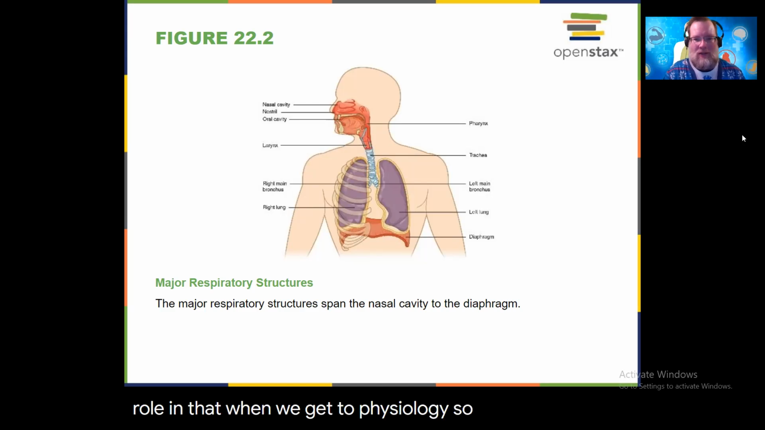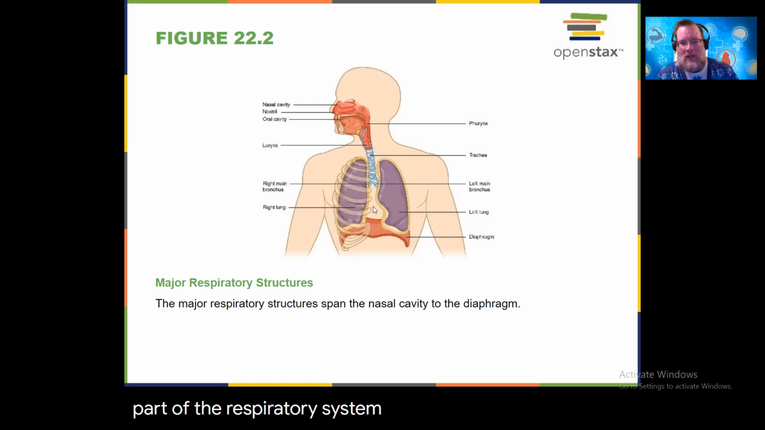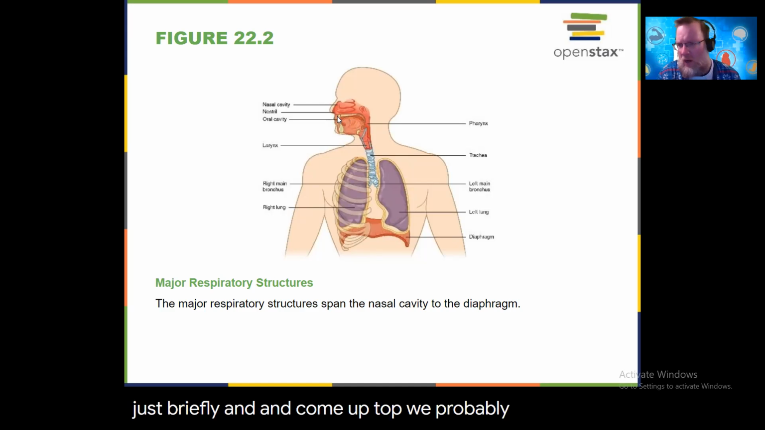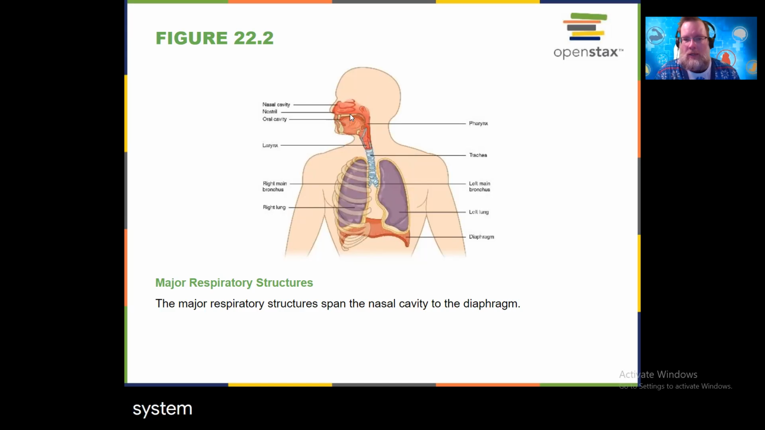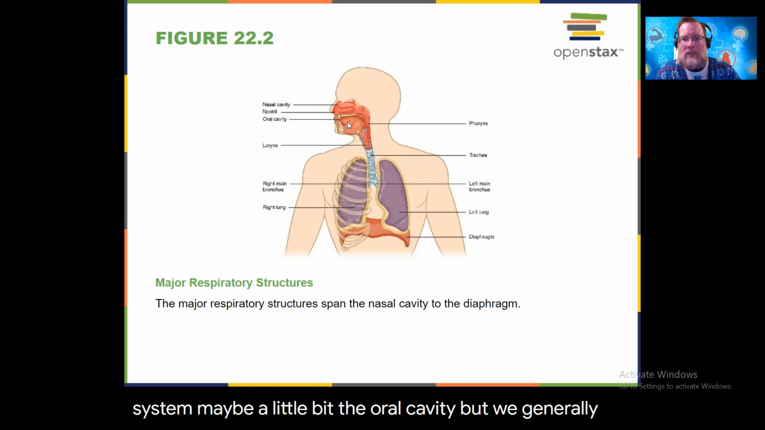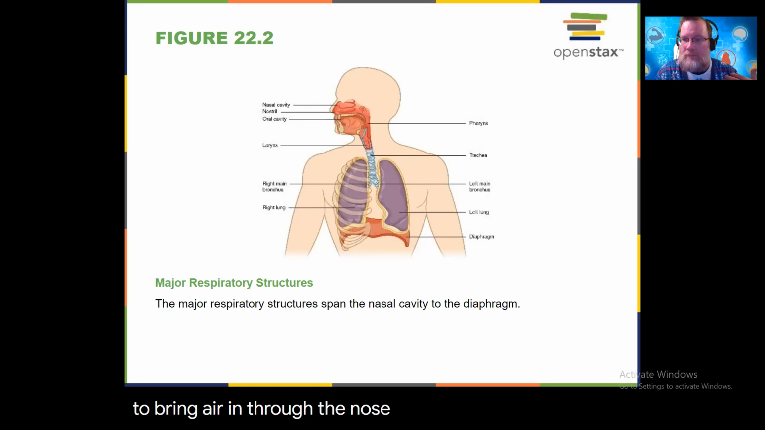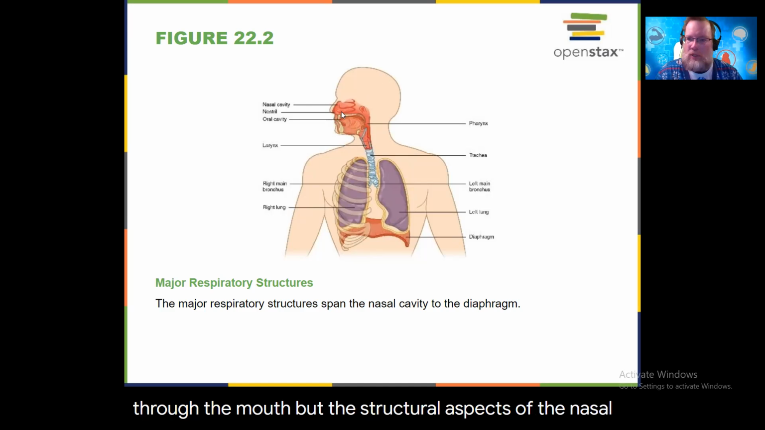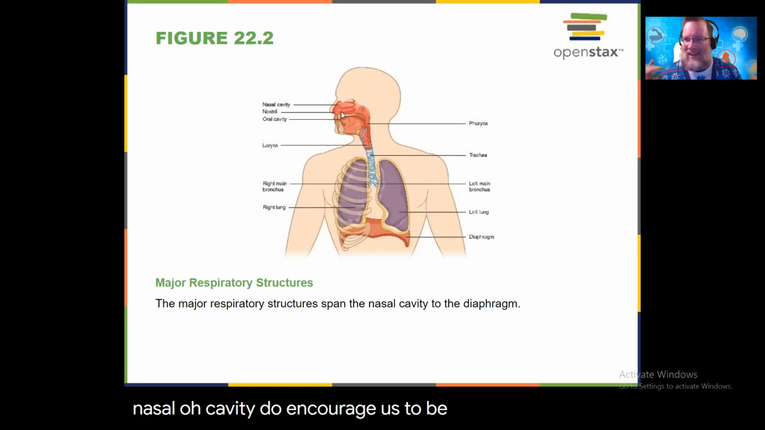So we know the lungs are a part of the respiratory system. We're going to back up just briefly and come up top. We probably know that our noses are involved with breathing and the respiratory system. Maybe a little bit the oral cavity, but we generally like to bring air in through the nose. You can certainly exhale through the mouth, but the structural aspects of the nasal cavity do encourage us to bring air in through the nose.